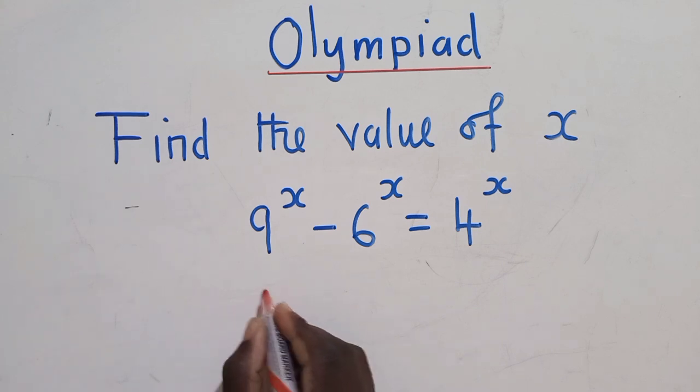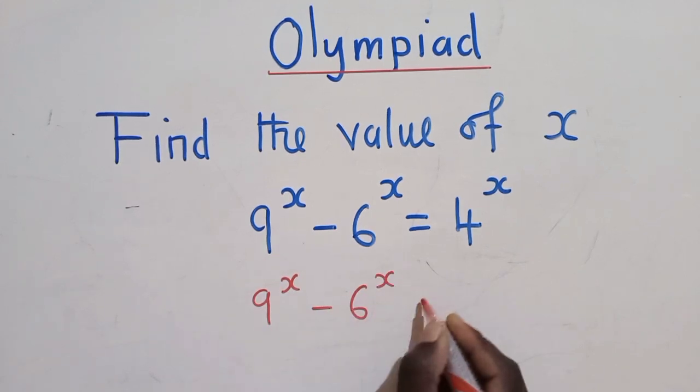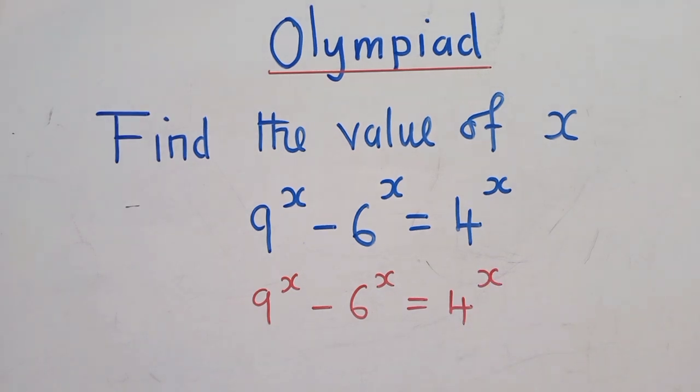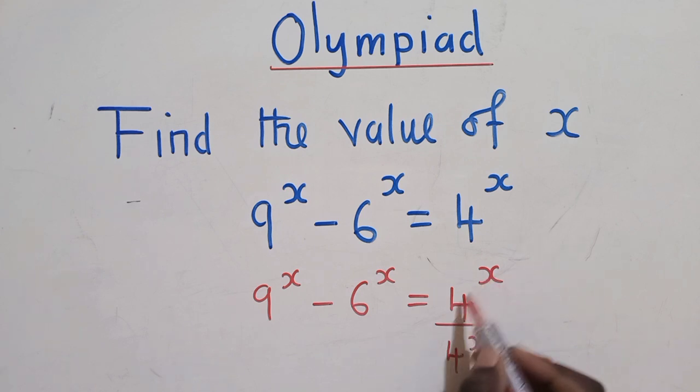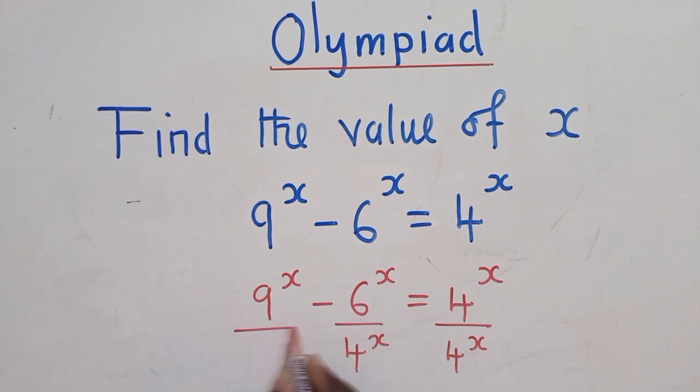Let's copy what we've been given. That must be our first step. After copying, we check at which point we are supposed to have a 1. It can be here. You see what I've done? There is a 4 power x, so you divide by 4 power x everywhere.